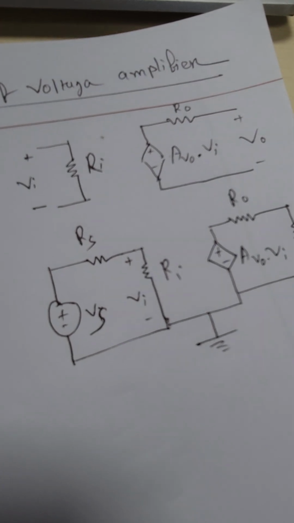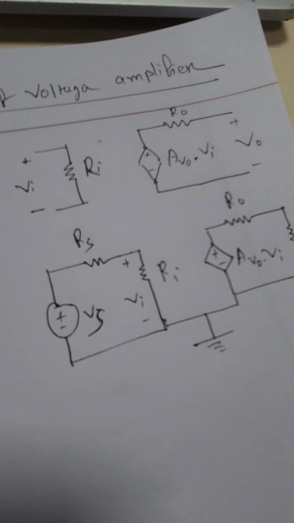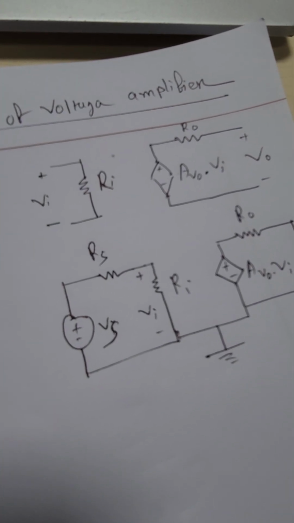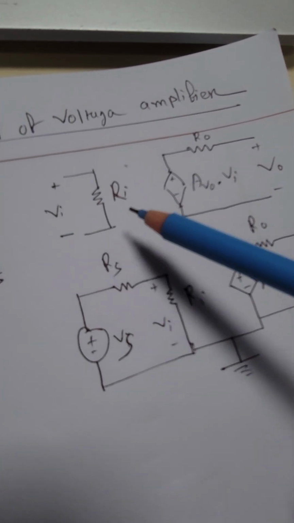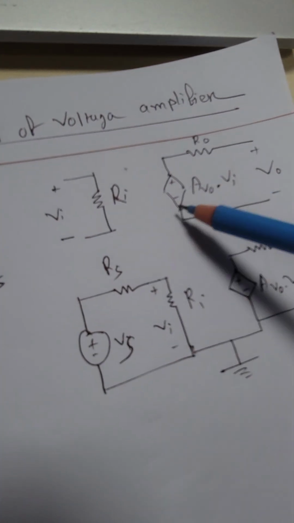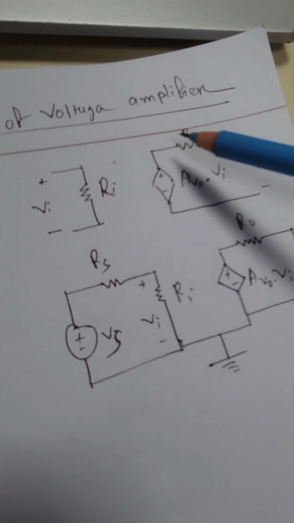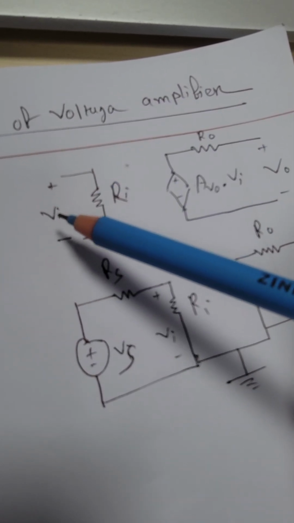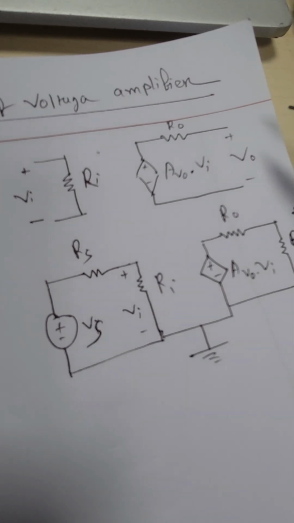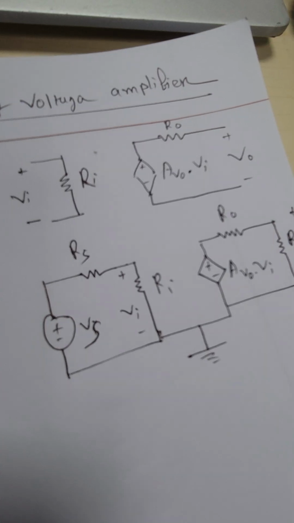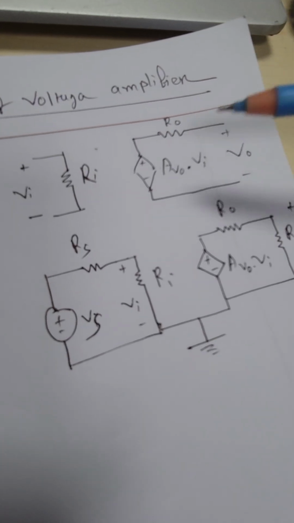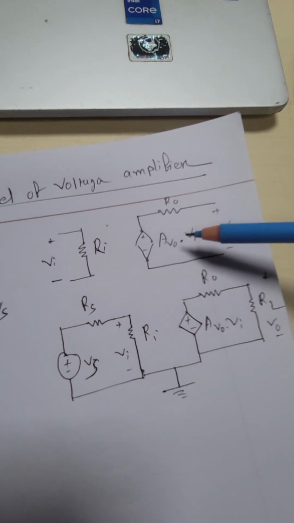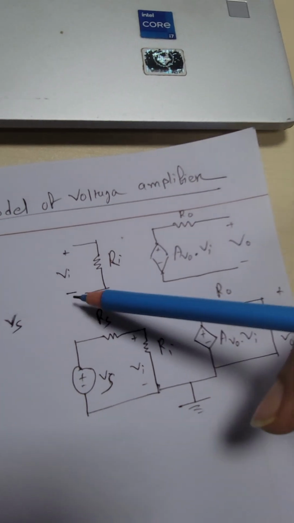Hey guys, let's talk about a voltage amplifier circuit model. It has an input side and an output side with a gain factor. Whatever you put in here will get multiplied and give you a larger magnitude of voltage on the other side. So the gain factor is called A, or V output divided by V input.